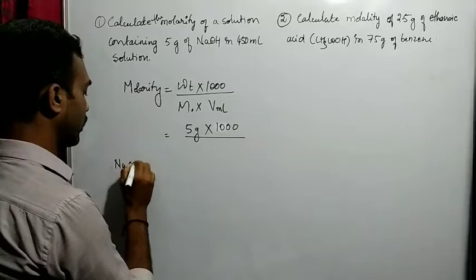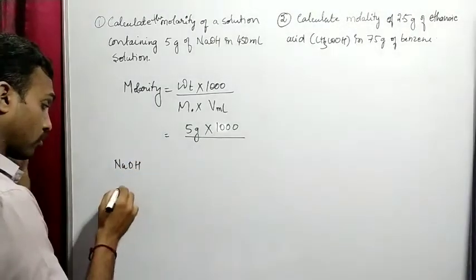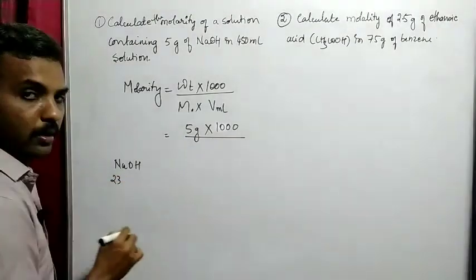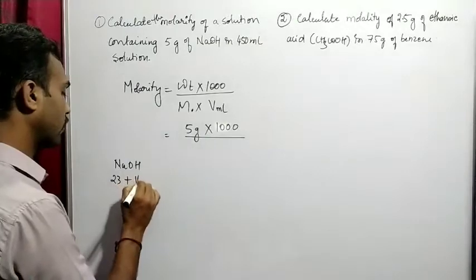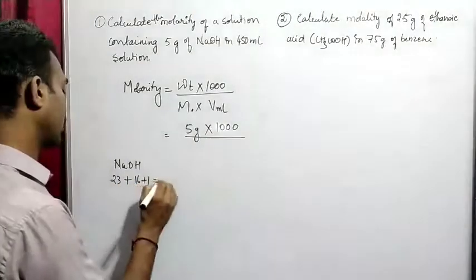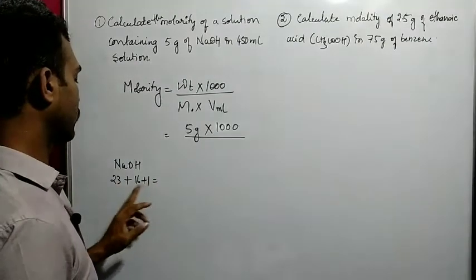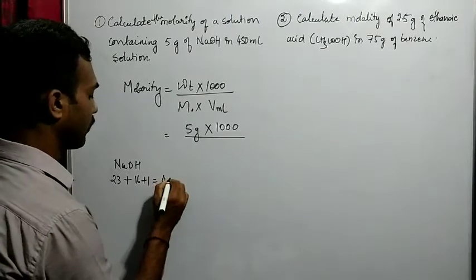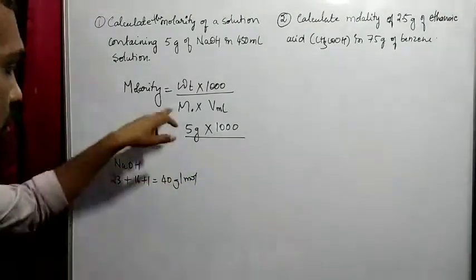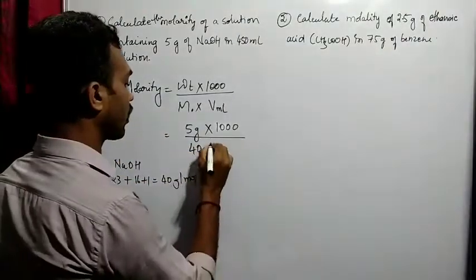NaOH, what is the molecular mass? Sodium is nearly 23, plus oxygen, atomic mass 16, and then hydrogen 1. Totally, 23 plus 16 is 39, plus 1, 40. So it is 40 gram per mole. This is the molecular mass. Hence the molecular mass we have found is 40 gram per mole.